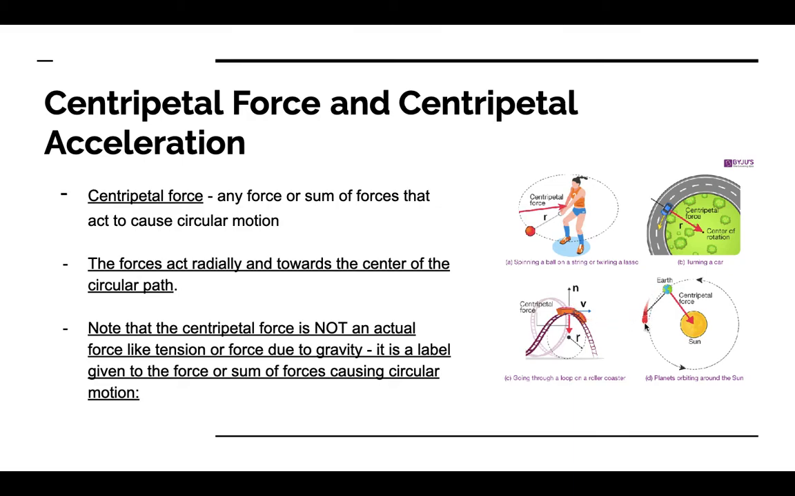And then lastly, if we have, say, a planet orbiting a star, like the Earth orbiting the Sun, the force due to gravity between the Earth and the Sun, specifically the force due to gravity of the Sun acting on the Earth, is what keeps the Earth in a circular orbit. So the force due to gravity from the Sun on the Earth is what supplies centripetal force in this case.